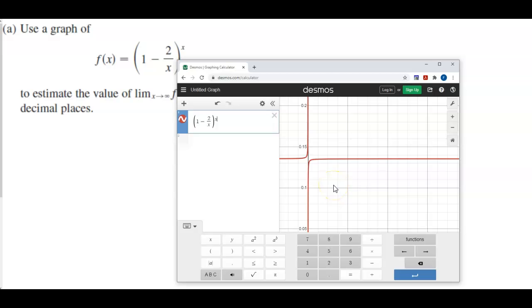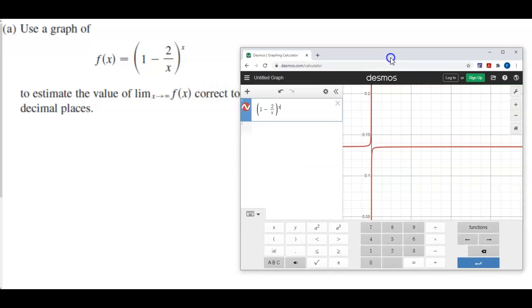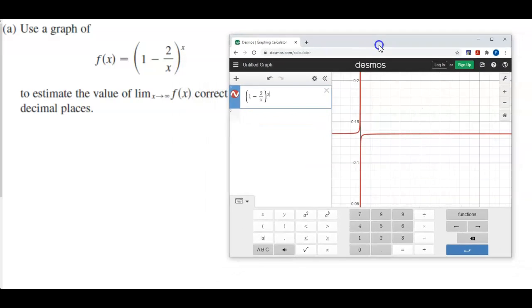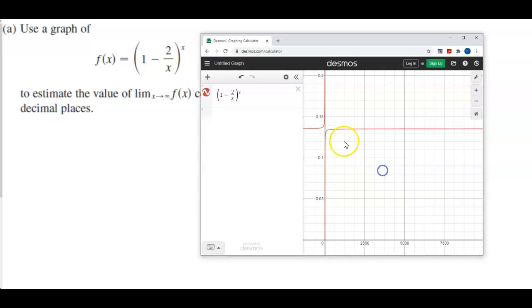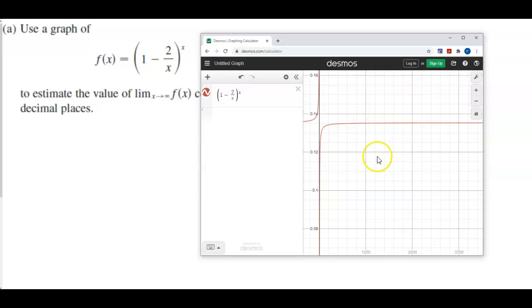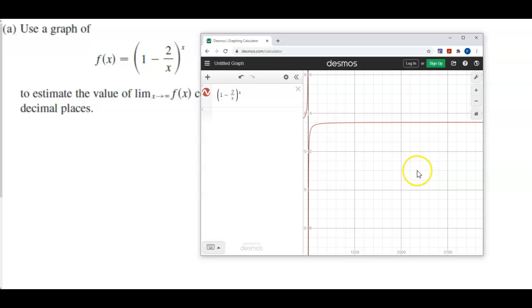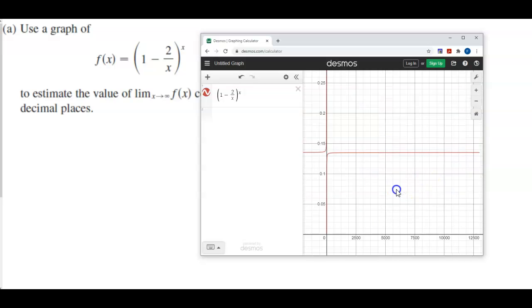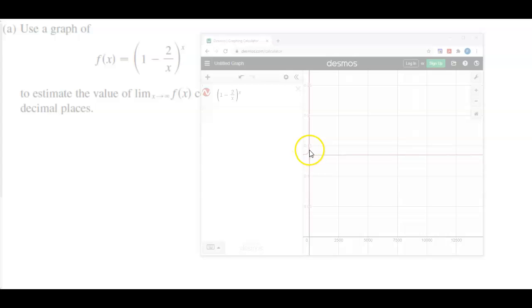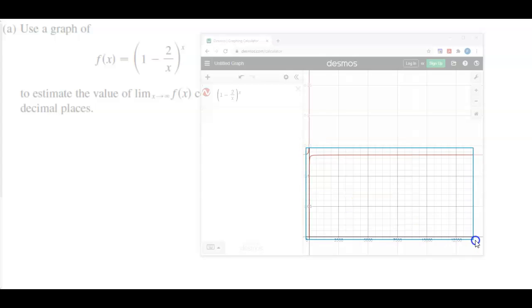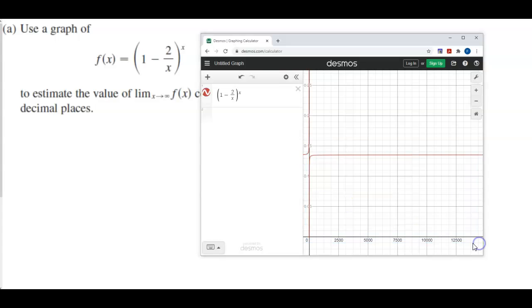So here is our function, okay? Now, what it's asking us is to estimate this value as x is approaching positive infinity. So we don't need the left part of this graph. What we're concerned with is the right side of the graph as it is approaching positive infinity over here. So let me go ahead and copy that part of the graph that we need. So this is the graph that we need.